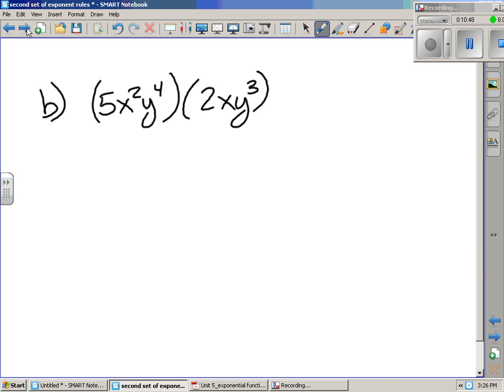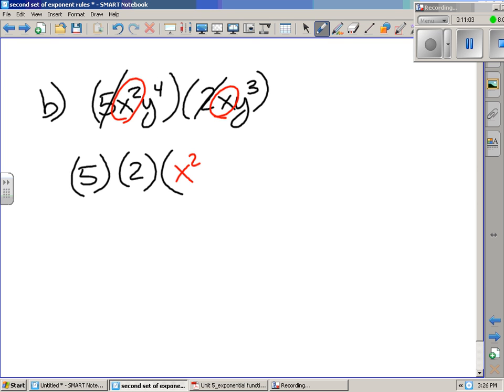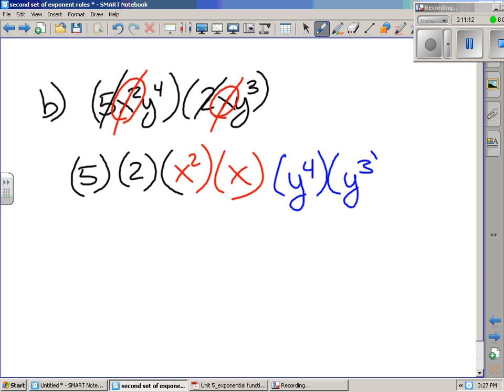Okay, this is part B of check your understanding. And here what we're going to do first is use the commutative property to reorder. So I'm going to multiply 5 by 2 first. Then I'm going to put the x's beside each other, x squared times x. And I cross out as I go so that I make sure I have copied down everything from the original problem. y to the fourth times y to the third. Now I follow my rules. Here, I don't need a special rule. We already know how to multiply 5 times 2 and we get 10.